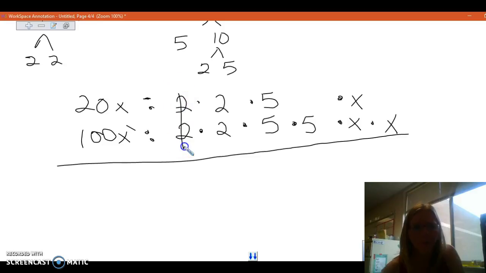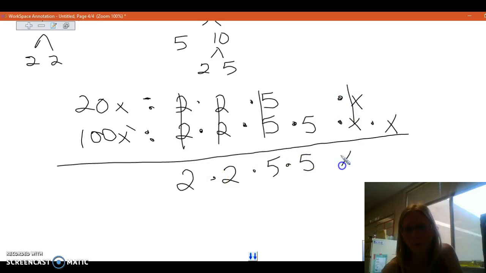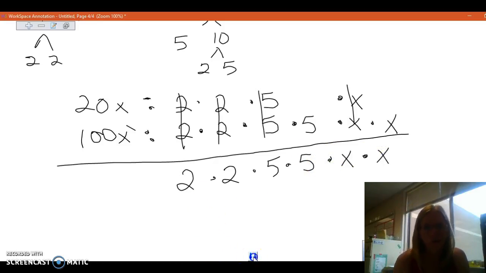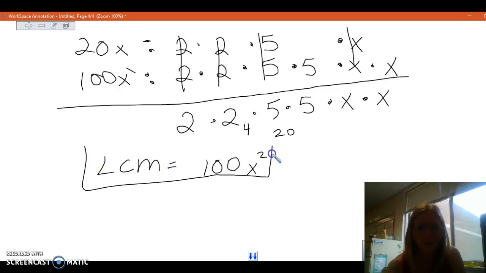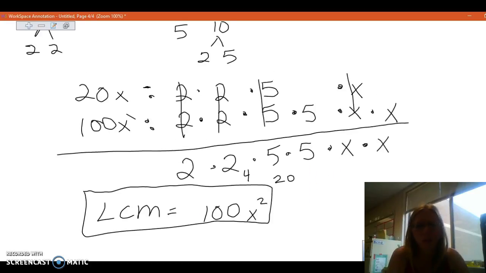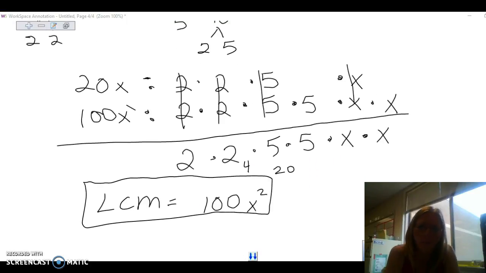If they match up, if they have a pair, you just bring that number down. If they don't, you still have to bring that number down. Or that value down, I should say. And then we just multiply all these values. So 2 times 2 is 4, times 5 is 20, times 5 is 100. X times x is x squared. Our least common multiple is 100x squared. And that is how I just showed you 2 different methods you can utilize to find the least common multiple of a set of 2 monomials.